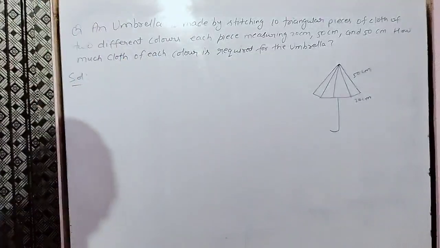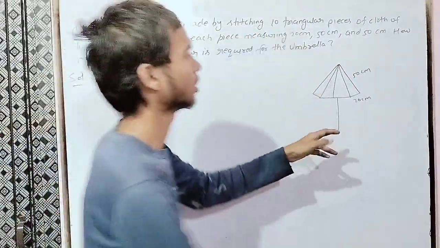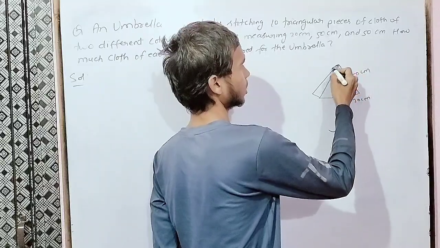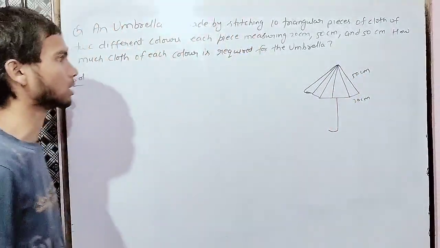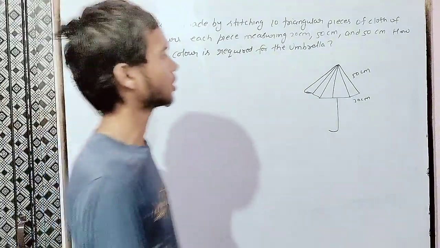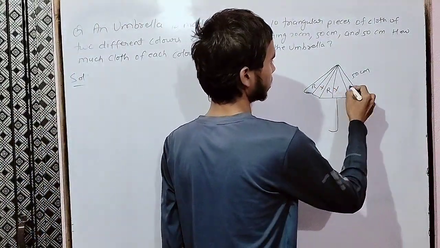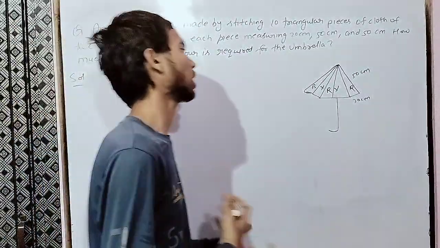Let's understand this. An umbrella is made by stitching 10 triangles. This one, this one, this one. There is one more. Okay, 10, 5 to 10. So here, this is yellow color, this is yellow color, this is red, and this is red. So five triangles are in red color, five triangles are in yellow color.